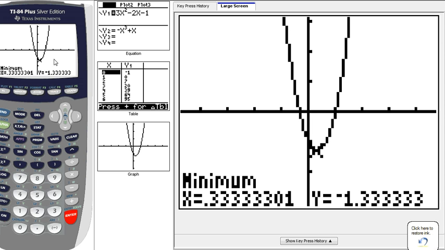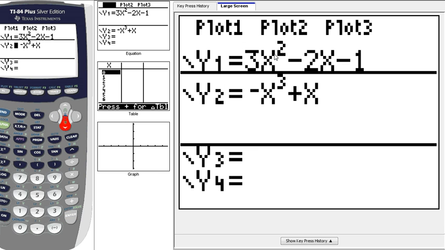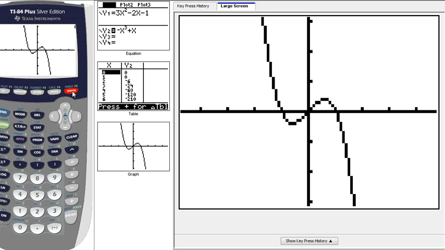Now that we found the minimum there, let's graph negative x cubed plus x. I'm going to unhighlight the 3x squared minus 2x minus 1. I'm going to uncheck that, and I'm going to highlight the negative x cubed plus x. That's what it looks like right here, but I'll make a bigger screen and graph. This one, as you can see, has both a minimum and a maximum. All right, let's go ahead and find those.